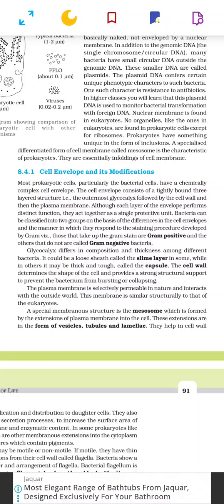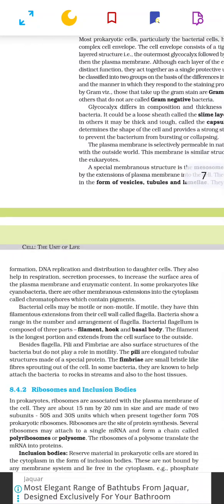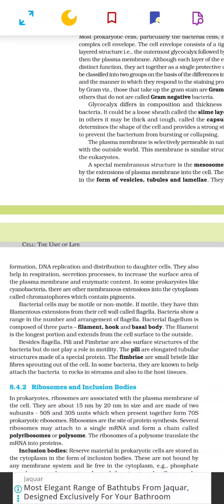The plasma membrane is selectively permeable in nature and interacts with the outside world. This membrane is similar structurally to that of the eukaryote. A special membranous structure is the mesosome, which is formed by the extension of the plasma membrane into the cell. These extensions in the form of vesicles, tubules or lamellae help in cell wall formation, DNA replication and distribution to daughter cells. They also help in respiration and secretion processes, to increase the surface area of the plasma membrane and enzymatic content. In some prokaryotes like cyanobacteria, there are other membranous extensions into the cytoplasm called chromatophores, which contain pigment.